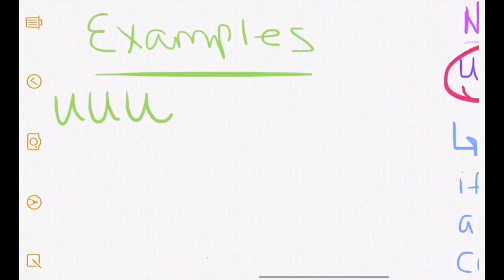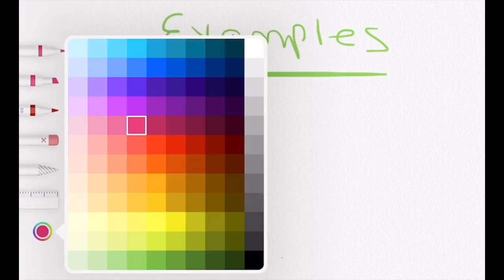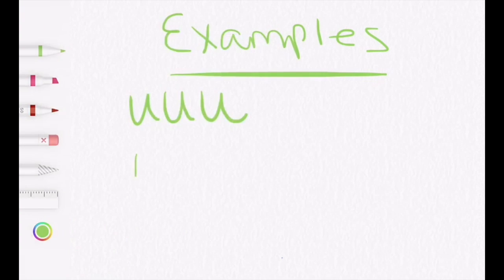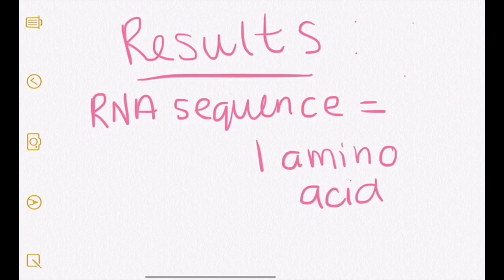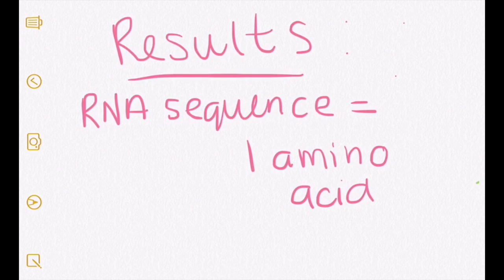So they did this for UUU, AAA, and CCC. The results of this study were that an RNA sequence codes for one amino acid only. So every specific RNA sequence will code for one amino acid.